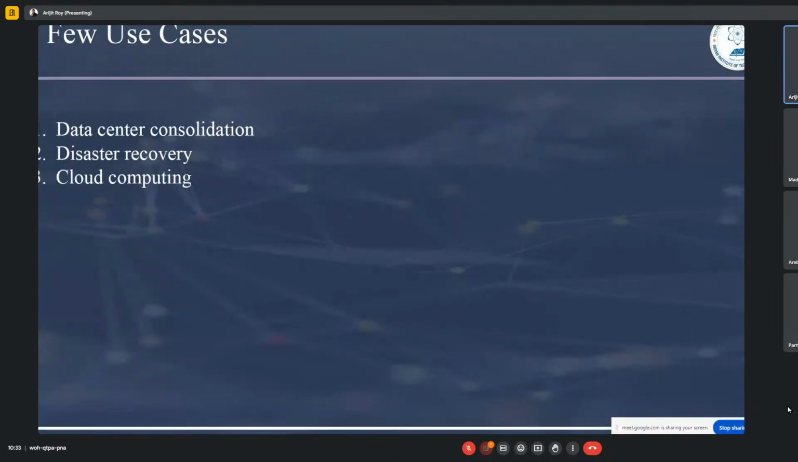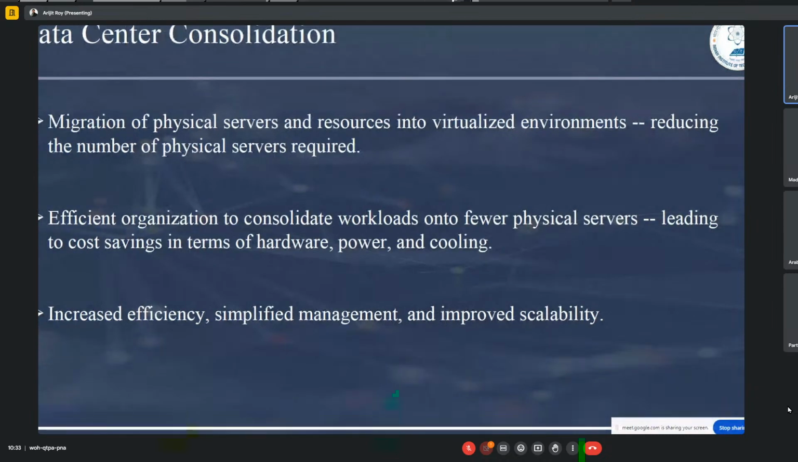A few use cases of these virtualizations, many others can be there. Okay, so we'll be focusing on cloud computing, which we'll be discussing, but before that, data center consolidation, then disaster recovery. So we'll discuss this. Let us say data center consolidation, how it works, and what is the importance, let us discuss. So it is the migration of the physical server and resources into a virtualized environment. So try to understand this thing.